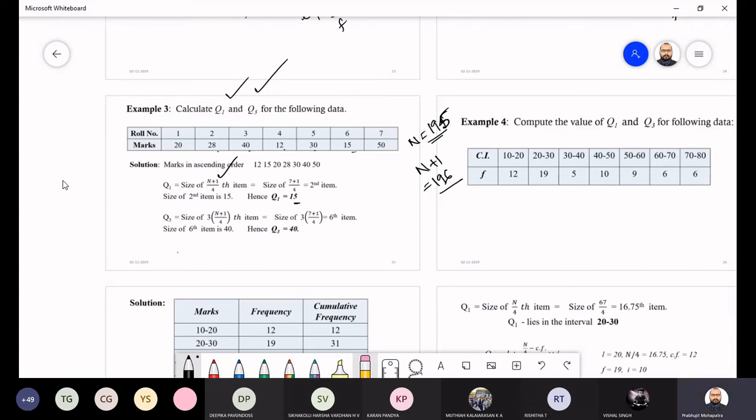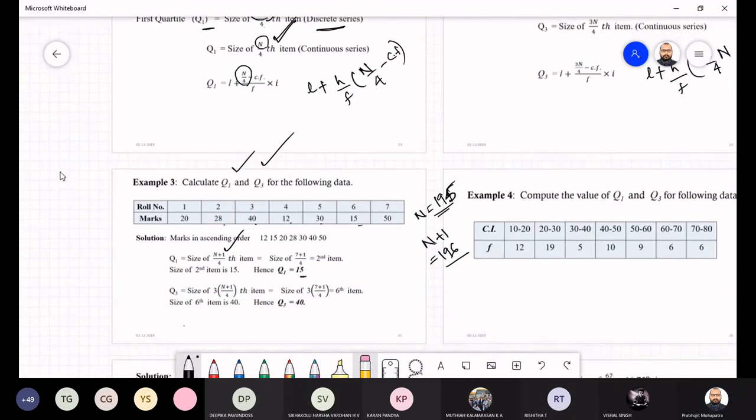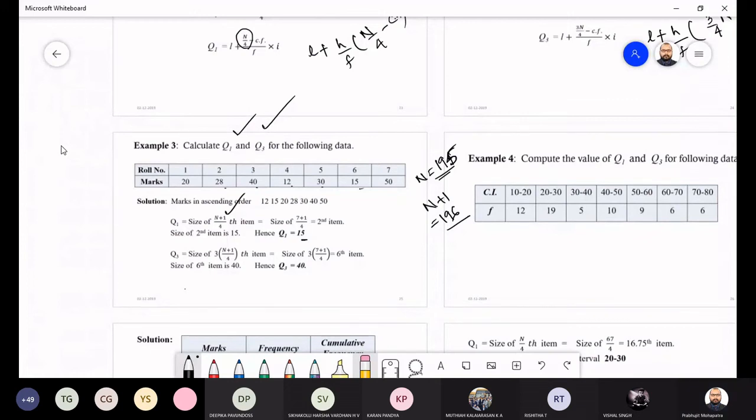One second. There we made a mistake. So this is the marks, this is the roll number. This is not the frequency. Just the observations are there. Sorry. So this is just an observation. They have written the roll number unnecessarily. I thought that it is just frequency. So this is just the data.